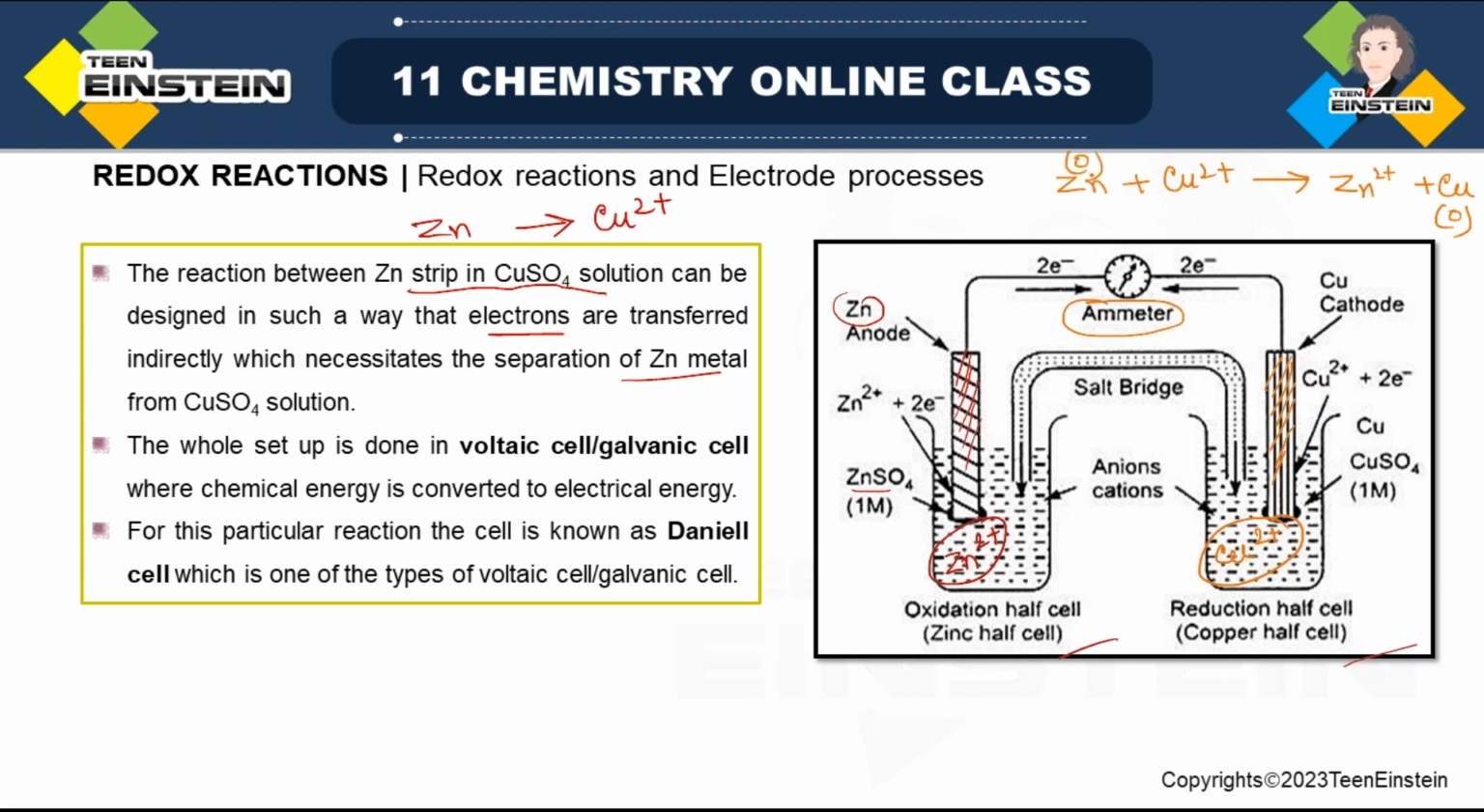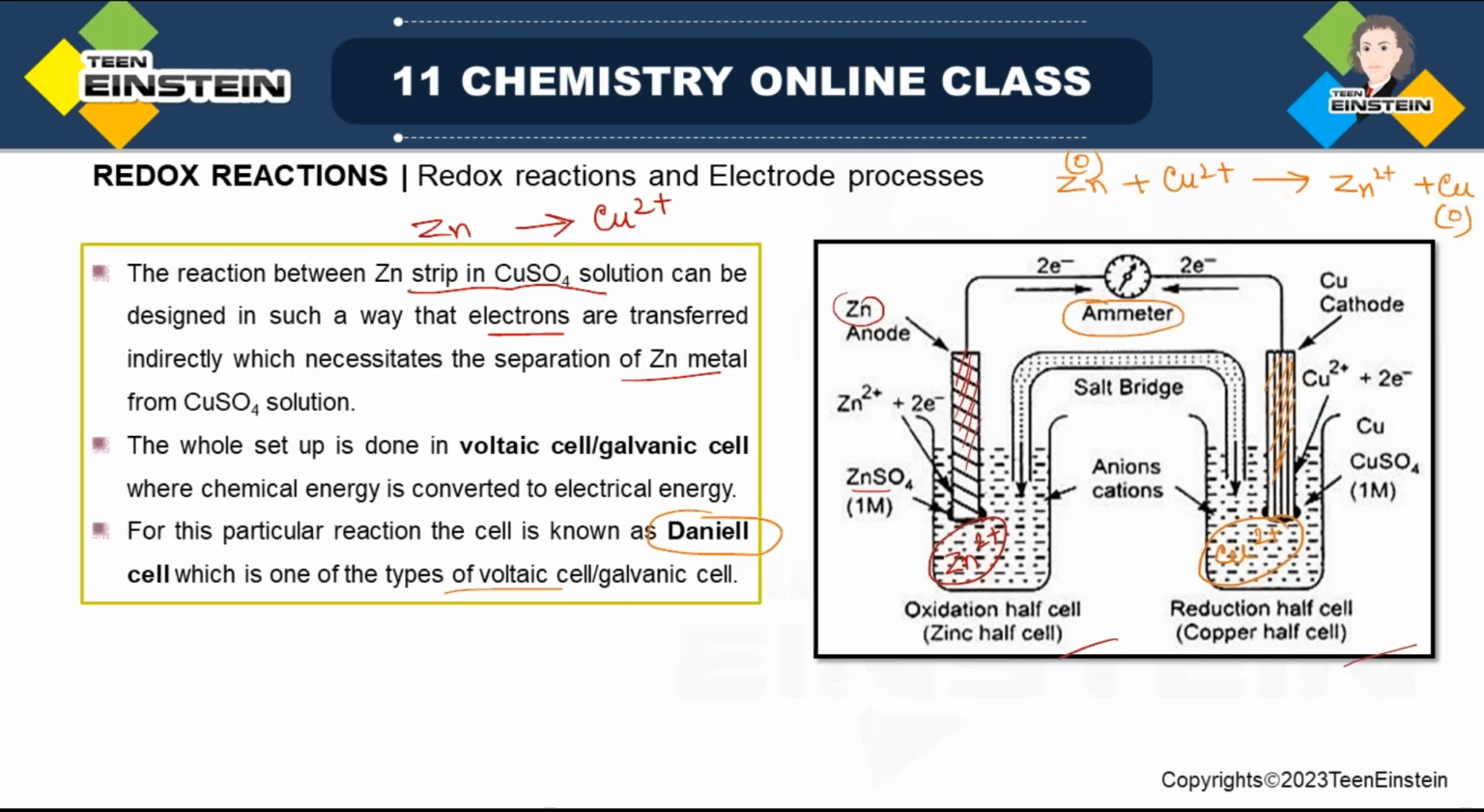So if you are doing this particular reaction, I am talking about this reaction only, in a galvanic cell, then the cell has a special name, which is Daniell cell. So for this particular reaction, the cell is known as Daniell cell, which is basically one of the types of voltaic cell, or one of the types of galvanic cell. Okay.